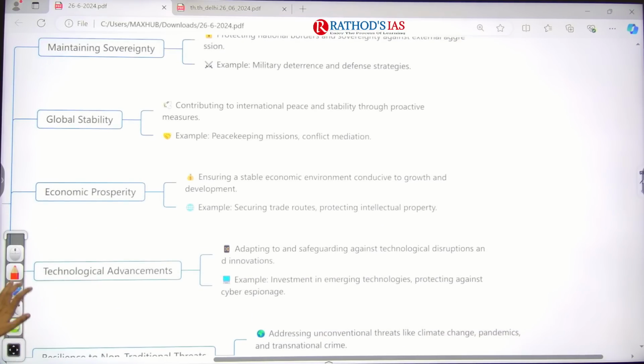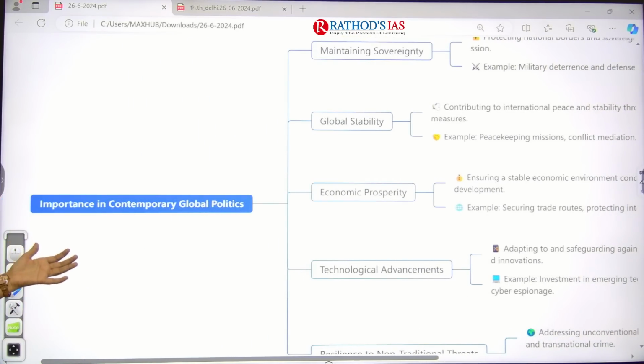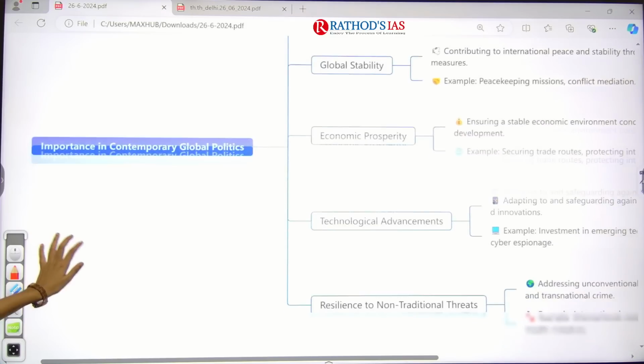And next one is we have to focus even on global stability. We have to contribute to international peace and stability through proactive measures, and especially we have to focus on economic prosperity as well as technological advancements. So these are the important areas that you have to focus on.